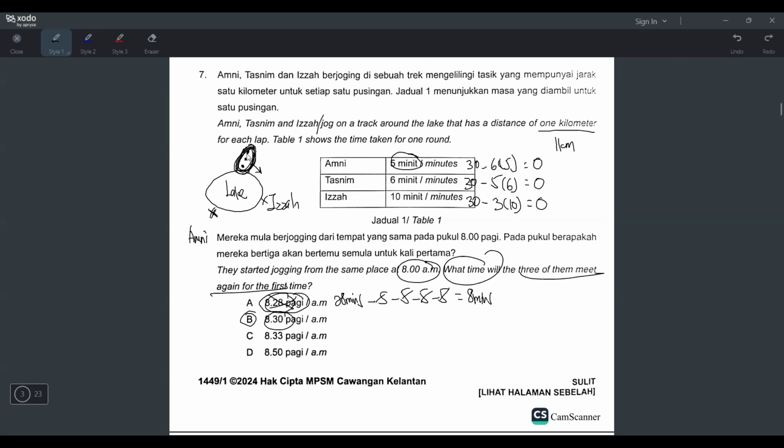And they are exactly at the same place. They meet at the exact same place they started. It means that at 8:30 a.m. they end up at the starting point. Okay, but they ran different numbers of rounds.